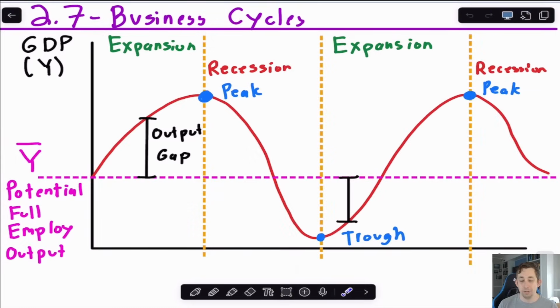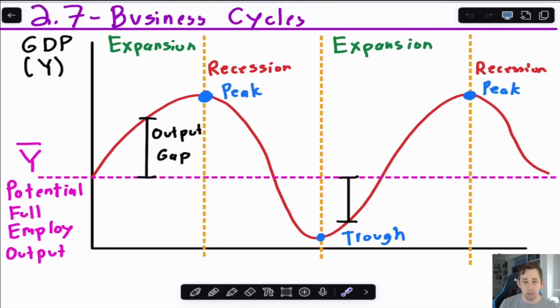So I want to start with how GDP changes over time. We've got this graph here. We've got time on the x-axis, and we've got GDP, also called Y, on the y-axis. With GDP, you can think of it as having both a potential GDP and an actual GDP. By actual GDP, I mean what GDP is in any given time period, with this red line here.